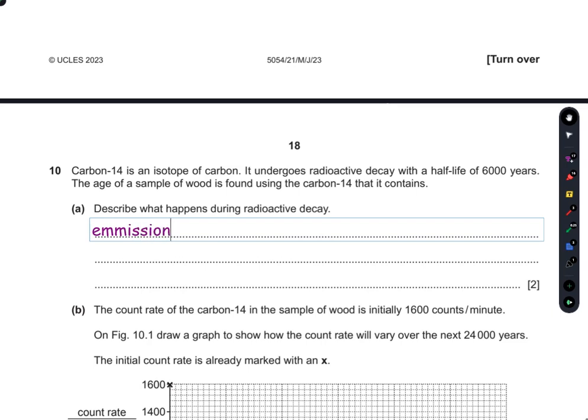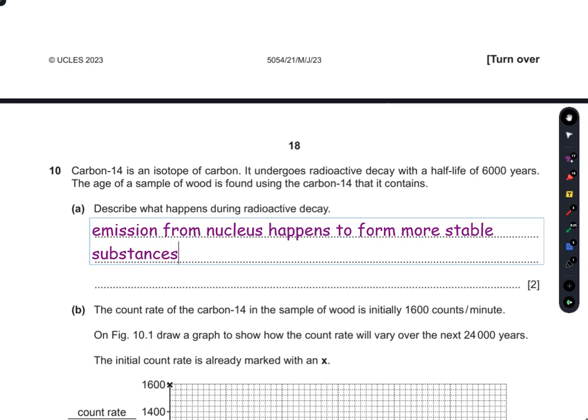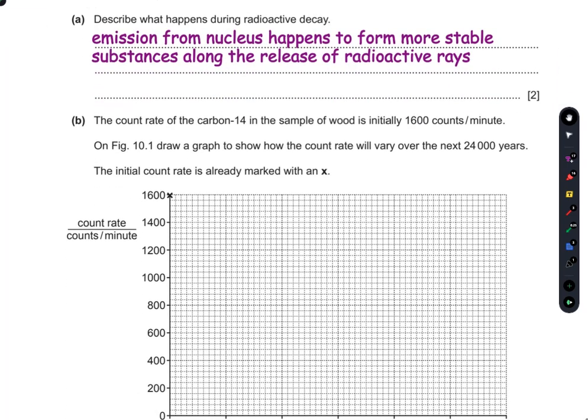Radioactive decay is the emission from the nucleus, which happens to form more stable substances, and as a result the byproducts are the release of radioactive rays, which are the gamma rays, the alpha rays, the beta rays. So that's your answer. Part B.